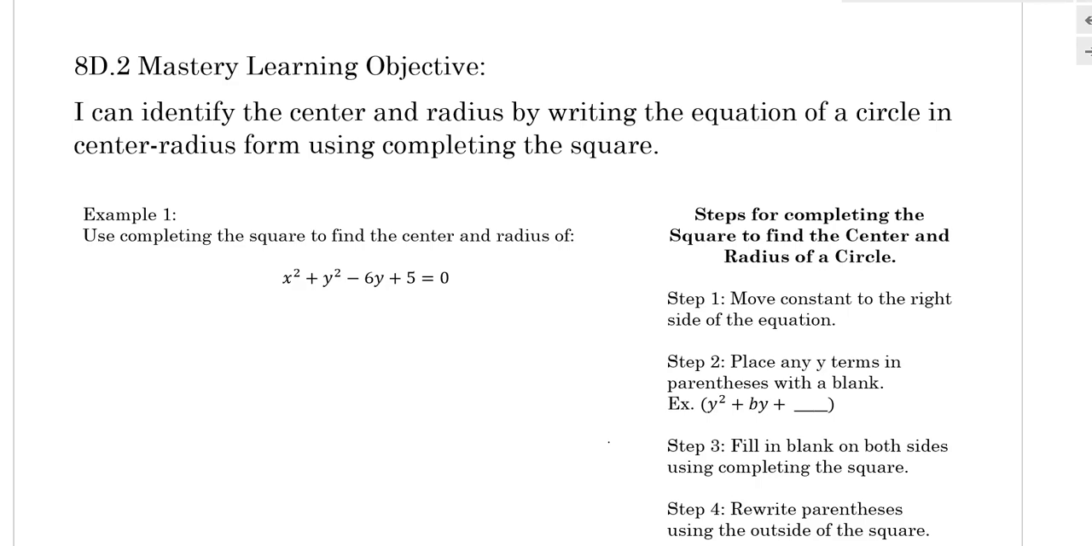Now we're looking at 8D.2. Almost exactly the same. Our master learning objective for this whole target is going to be the same. It's just going to get a little bit more difficult or add a new step every time. So our master learning objective is still: I can identify the center and radius by writing the equation of a circle in center-radius form using completing the square.